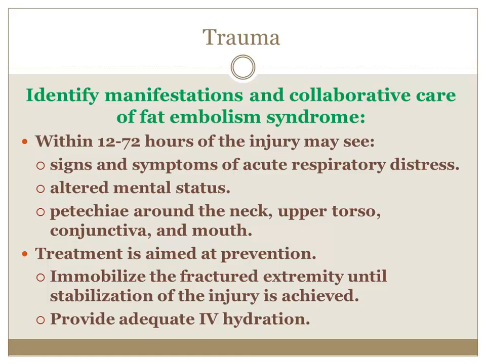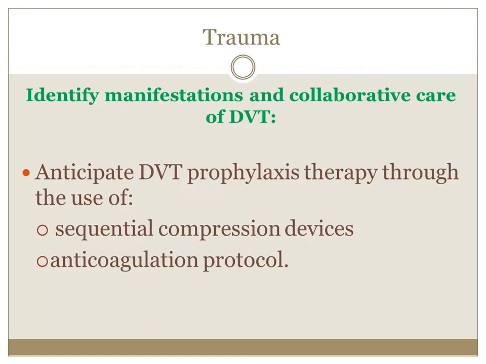So it's very important to immobilize the fracture, because if you do not move that broken bone around, then it's less likely that fat globules from the marrow are going to escape. And you want to immobilize the extremity until stabilization or the patient goes to surgery. Provide adequate IV hydration, because again, if we can make sure that the patient's not dehydrated, then you have fewer blood volume problems, and then those fat globules can cause occlusions.